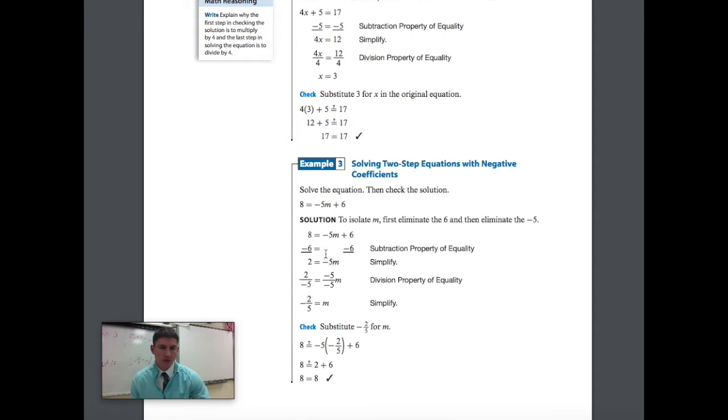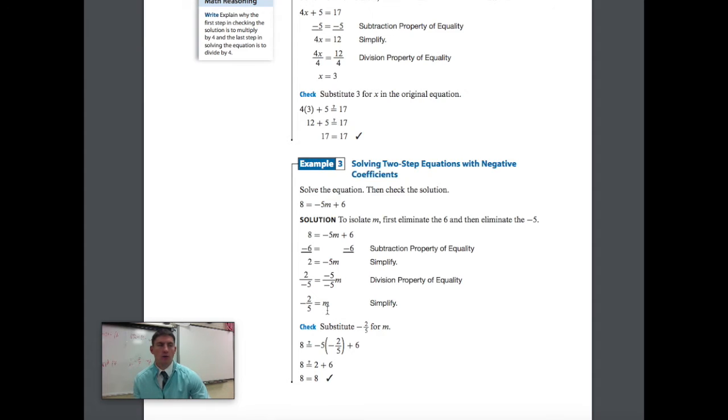Now, bring the negative 5m down. You've got this new equation right here, 2 equals negative 5m. Now you're going to use your division property of equality because you've got negative 5 times m. The opposite of multiplying by negative 5 would be dividing by negative 5. So you divide by negative 5 on one side, divide by negative 5 on the other side, and you have your new simplification. These two are going to cancel each other out, and now you have 2 divided by negative 5, which is negative 2/5 as it's simplified, and that is your answer.